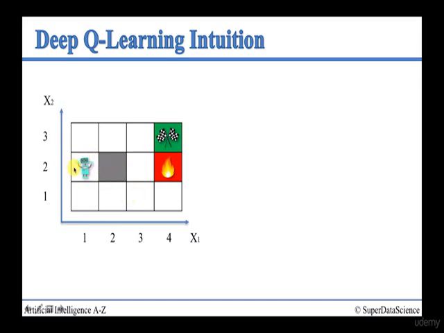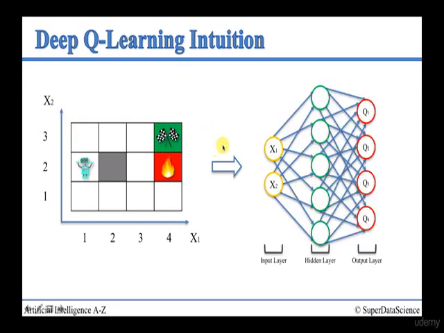So for instance, right now he's in the square with x1 equal to 1 and x2 equal to 2. And in that same way, we can describe any square, meaning we can describe any state. Of course, this is a very simplified version of an environment for describing states, but nevertheless, it works in this case. And that means that now we can feed these states into a neural network.